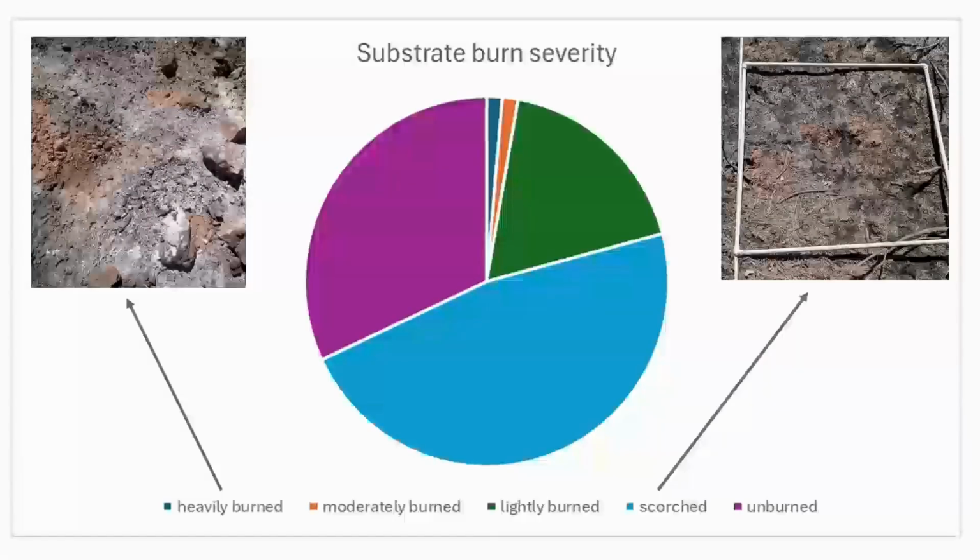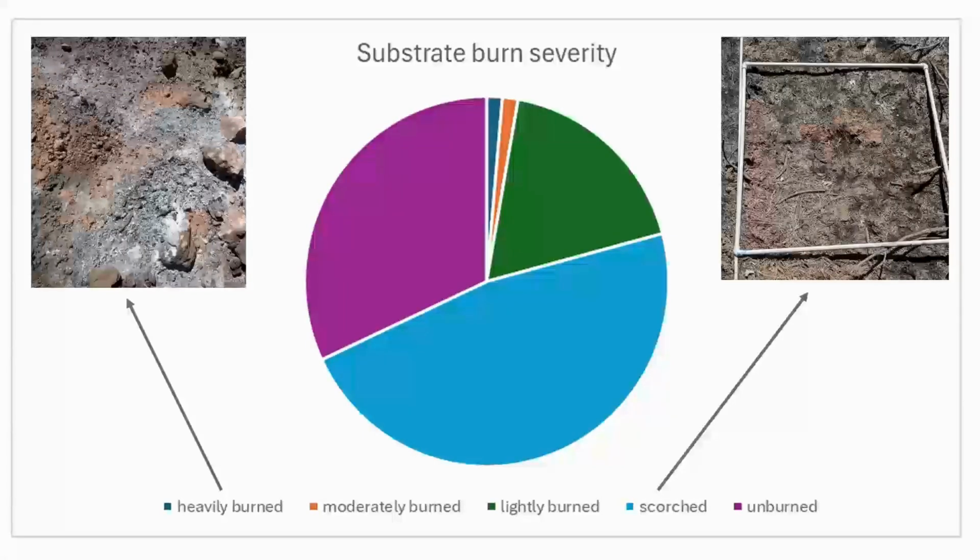And then just really briefly, I'll explain the burn severity module, which you can do about 2 weeks after the fire, and these are the results from that. You just put down a frame along the transects and classify the burn severity. On the left is an example of what heavily burned looks like, that's actually after a wildfire. And then scorched is on the right, and that picture is actually from this Rocky fire.